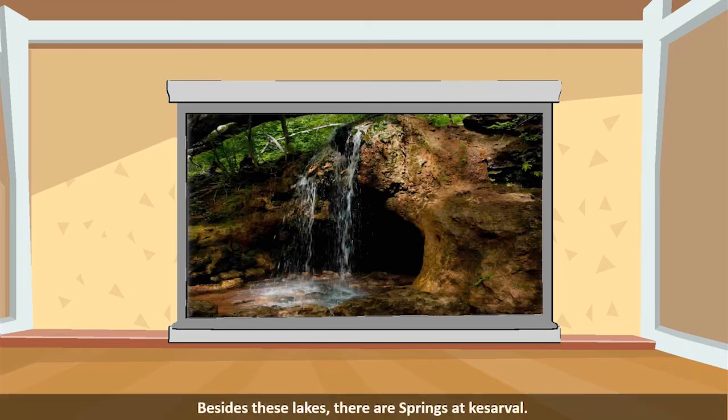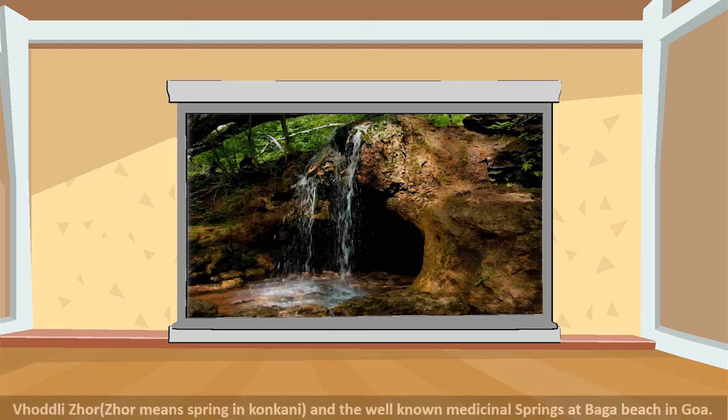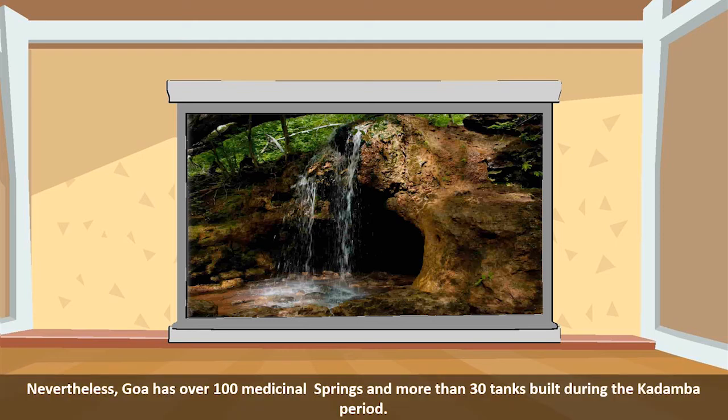These springs are located in Keshwal. The Konkani term Bodli Zor means springs. There are several medicinal springs located near Baga beach. There are about 100 medicinal springs built in Goa during the Kadamba period.